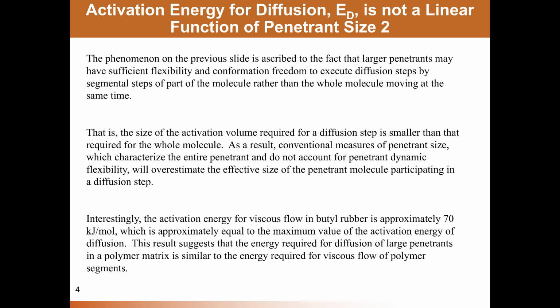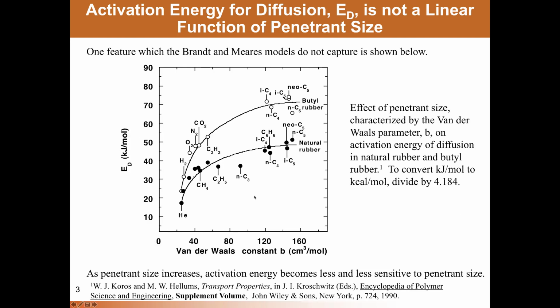discussion that large penetrants may have sufficient flexibility and conformational freedom that they don't diffuse all in one go. So you imagine a small molecule like helium or hydrogen. When one of these H's takes a diffusion step, you can be sure that the other one is right behind. Same thing with oxygen, nitrogen, and CO2. That is, the molecule moves as a single unit, and so it's the size of that single unit that is relevant for how large a gap is required to be formed in the polymer to allow diffusion to occur.